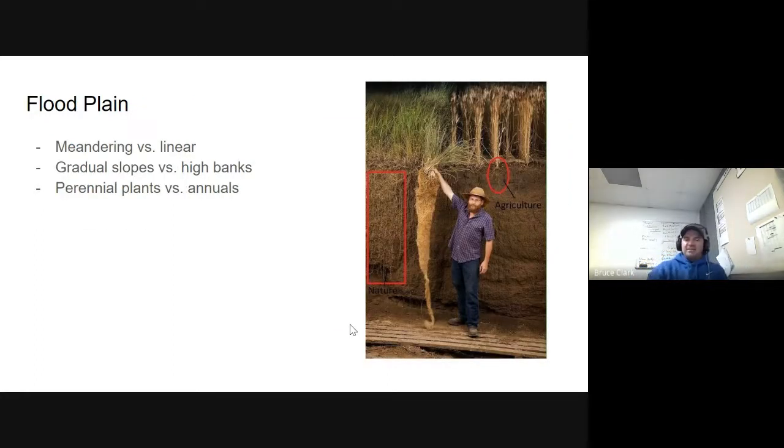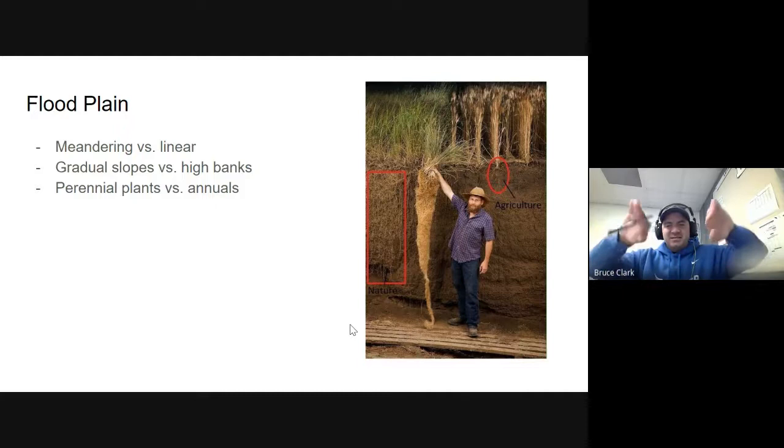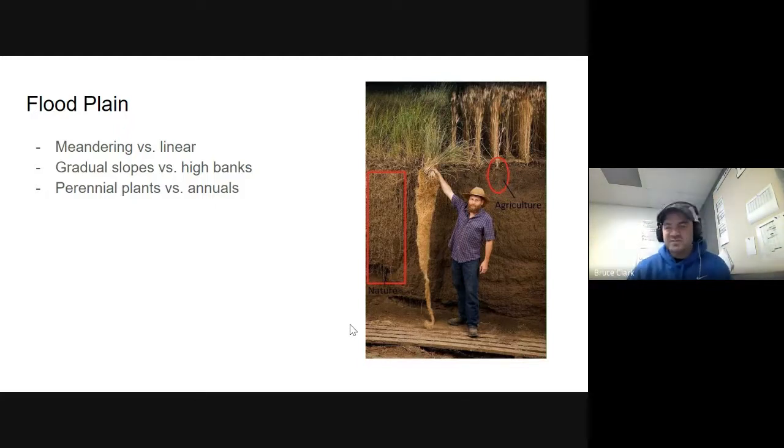Okay, the floodplain. Now we're not talking about the stream itself. We're talking about the sides of the stream. We want our streams to be meandering versus a linear path. We want gradual slopes to our banks, not steep cliffs. And we want perennial plants versus annuals. So if you look here, here's a look at a guy holding a perennial plant versus annual plants.